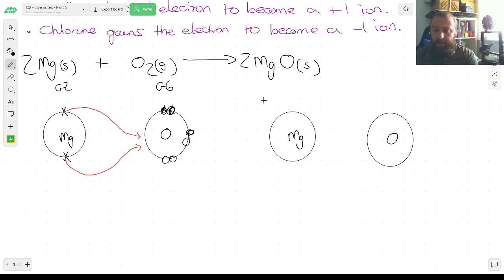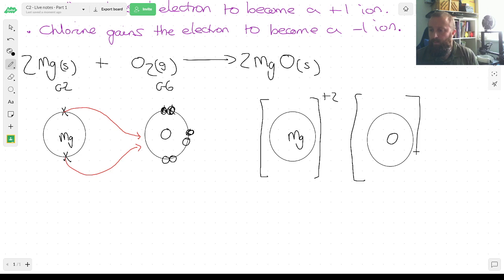Now over this side, we need to show that this is an ion. So there's my square brackets. Now, remember, magnesium has lost 2 negative charges. So it's become positive twice, because every time I remove something that's negative, I get left with something that's more positive.